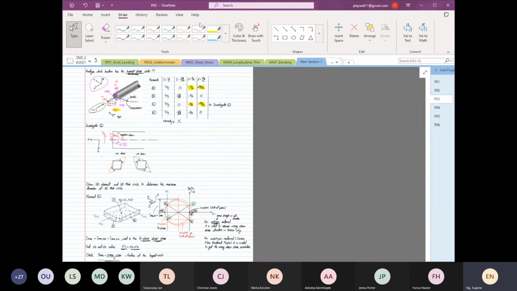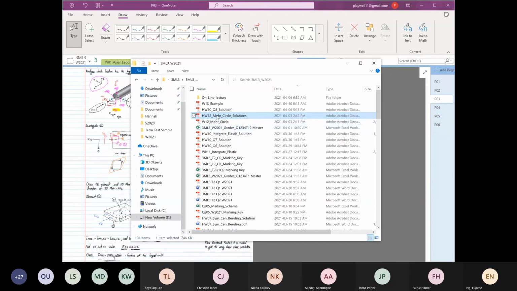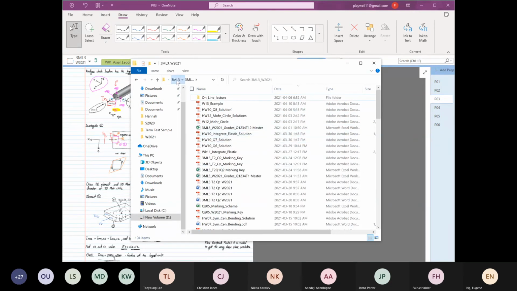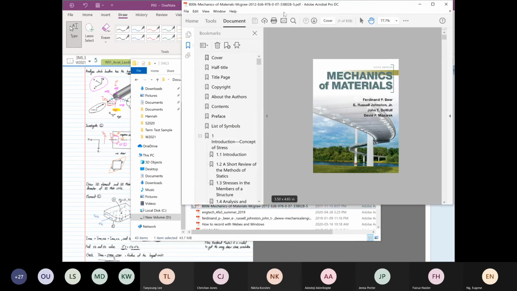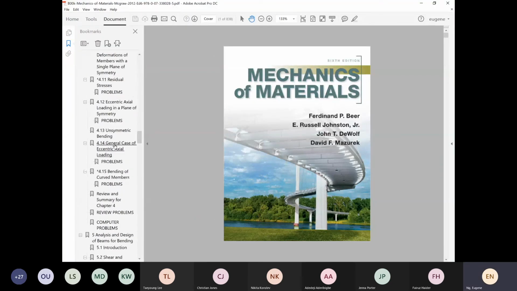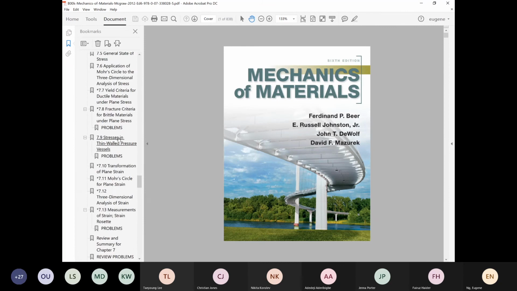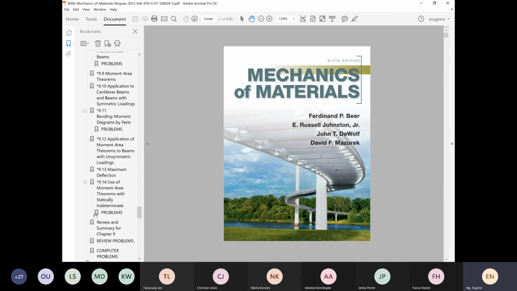So for this case, I'll look at the textbook. Hold on. So if we were to go back to the textbook, you guys see the textbook. I'm looking, okay? I'm not sleeping or what.